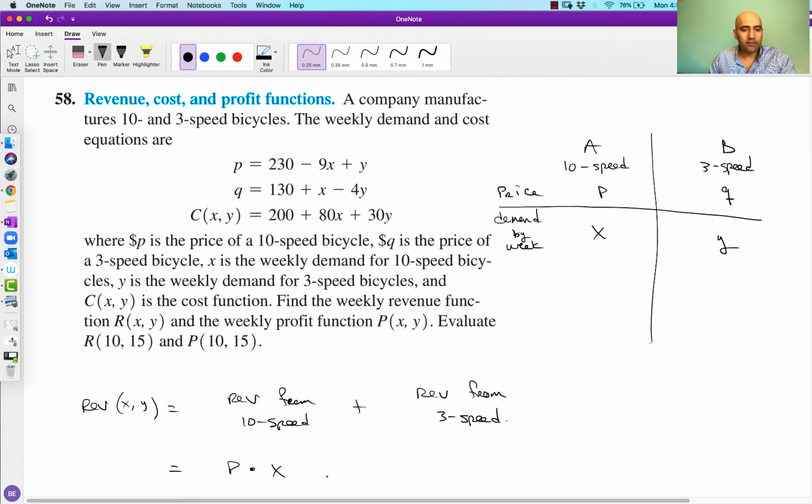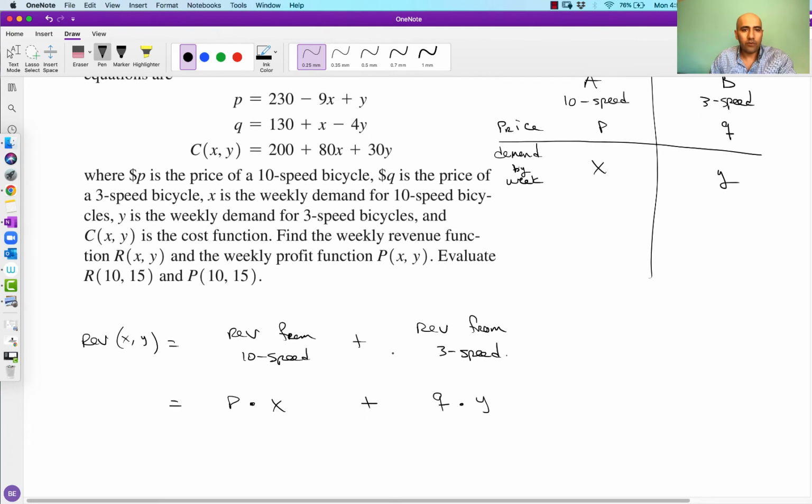P times X plus, and then the revenue for the 3 speeder, well, that's the price that you charge times the number of units sold, right, on the weekly basis. Price times demand. Price times demand. Okay, but the P is equal to this equation up here, and the Q is equal to this equation up here.